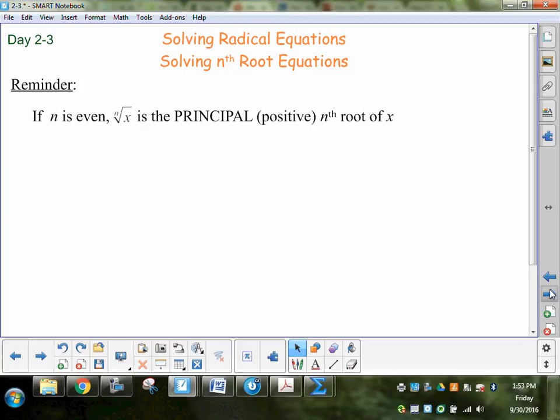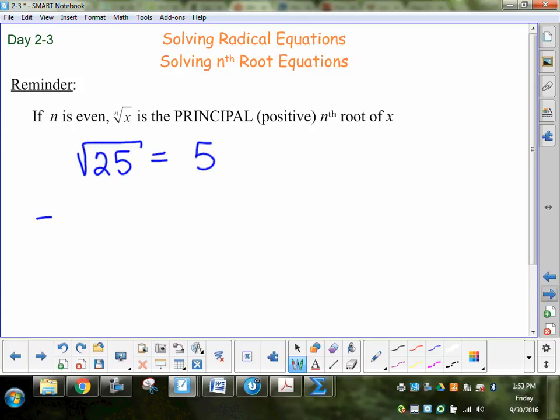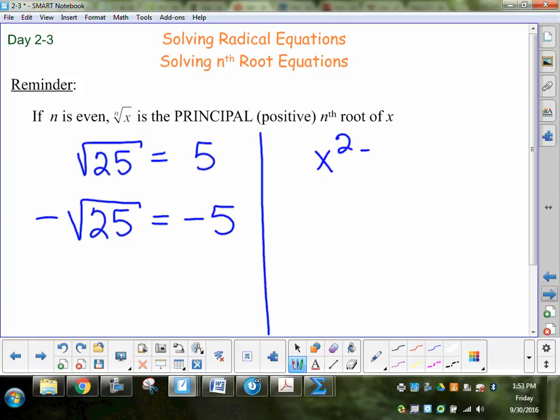If the index is even, then when you take the root, it's going to be only the positive value. If you're given the root, it's only the positive or principal value. If you take the root, you get 2. And I'll show you the difference. If you have the square root of 25, that's equal only to 5. The negative of the square root of 25 would be a negative 5. If you have the equation x squared equals 25, then x would be equal to plus or minus 5.